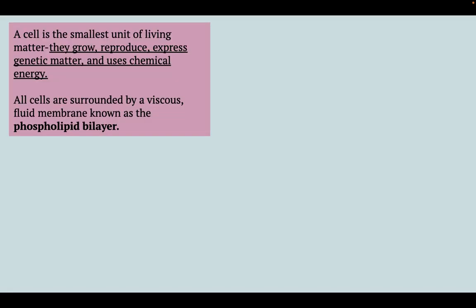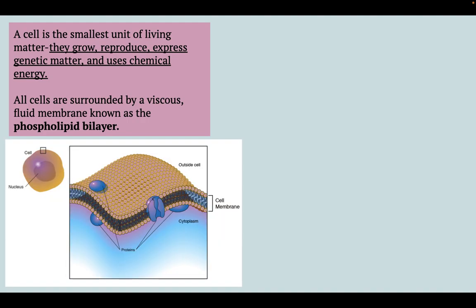So, cells are the smallest living unit of life that we know of. They grow, they reproduce, they express genetic material, they use chemical energy, and most importantly, they regulate their internal self using a viscous fluid membrane known as the phospholipid bilayer, which we can see in this image here.